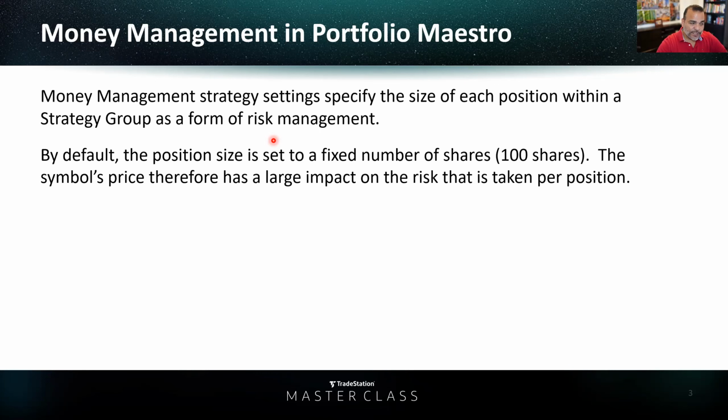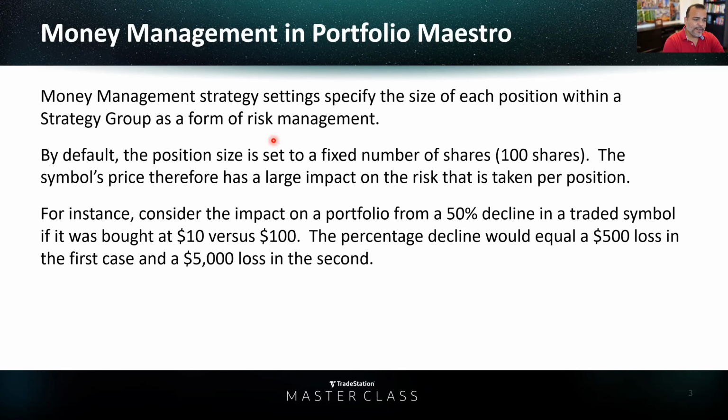By default, the position size is set to a fixed number. So you're trading 100 shares if you don't specify it in EasyLanguage, or if you don't change the number of shares you're trading, the default size is going to be 100. But this is going to mean something different depending on the price of the stock. It will have a larger impact on positions that are priced higher.